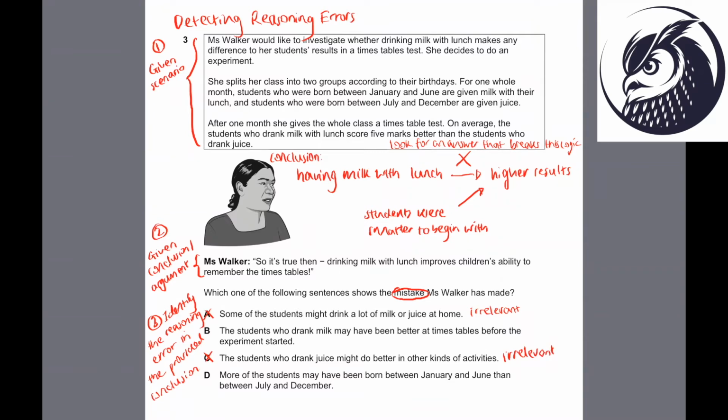And then option D says more of the students may have been born between January and June than July and December. Again, when the students were born is kind of irrelevant to the given scenario. We know that their birth dates were simply used to split them up into the two groups. So it's nothing to do with the actual number of students in each group. So again, D is what I would call irrelevant to the scenario. And that definitely certifies that option B is the best answer option here, and that is the correct answer in this case.